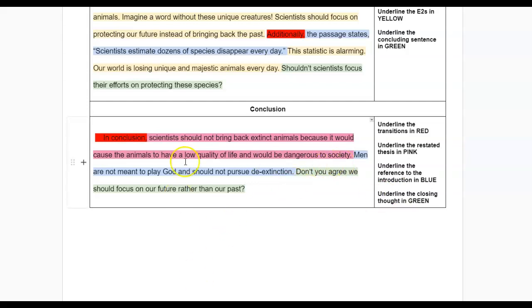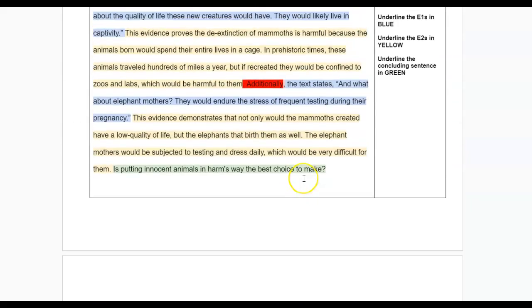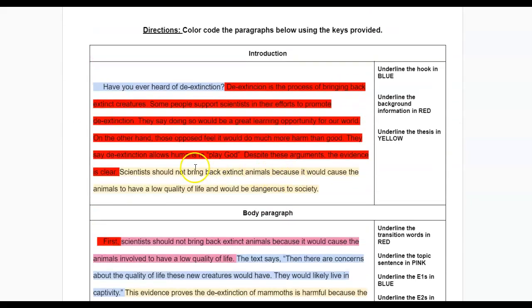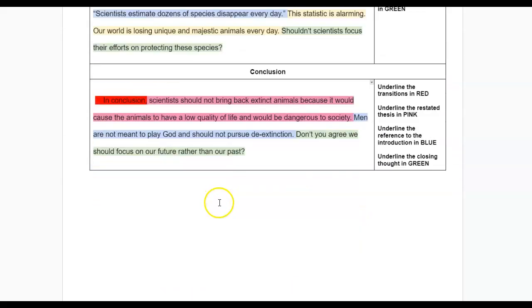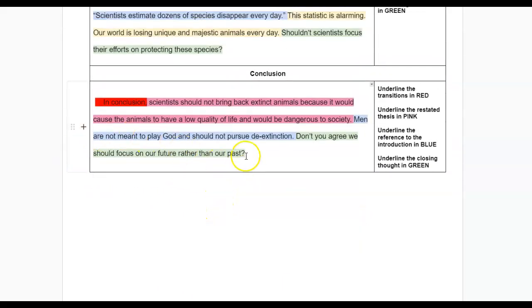So mine says, men are not meant to play God and should not pursue de-extinction. If I go back up to the introduction paragraph, that was something that I mentioned right here where it says, they say de-extinction allows humans to play God. So I brought up that again by saying men are not meant to play God.